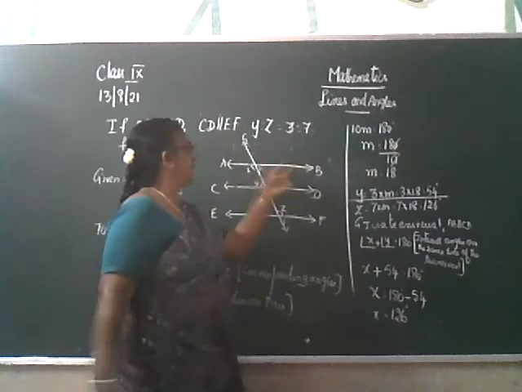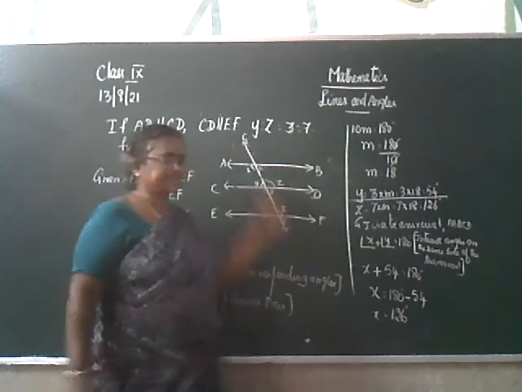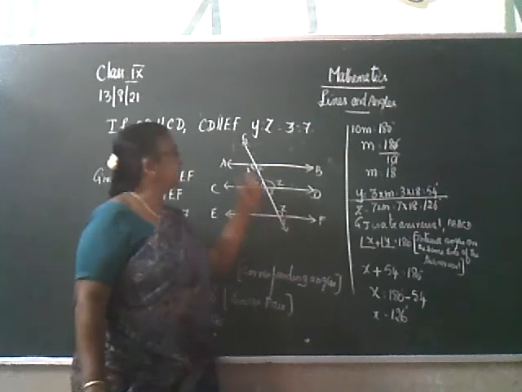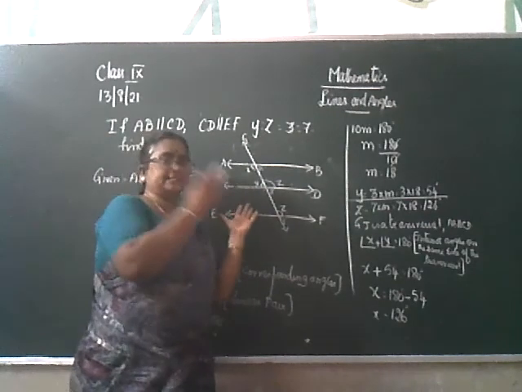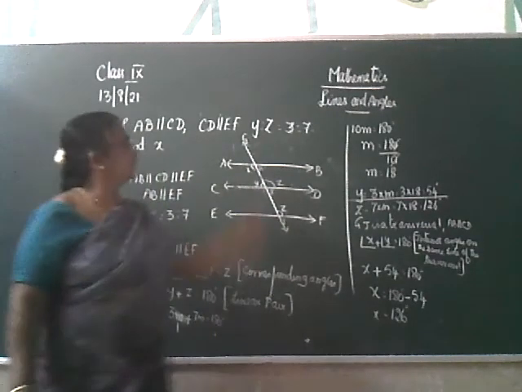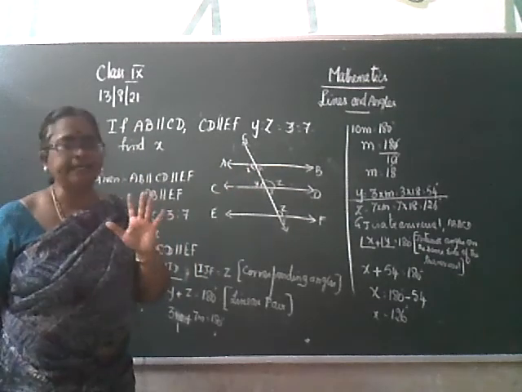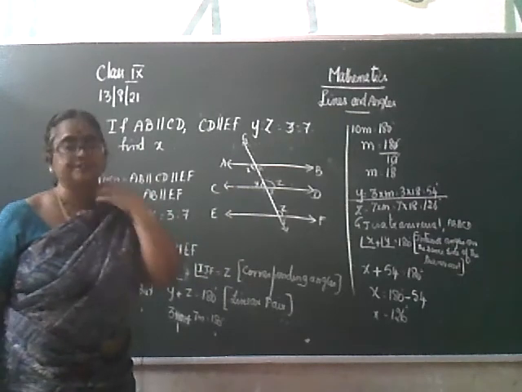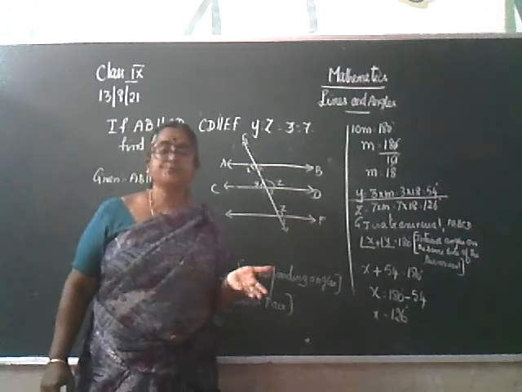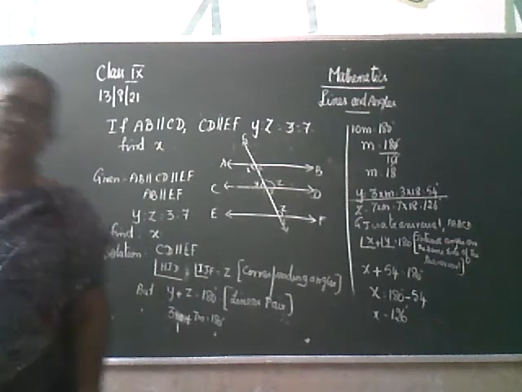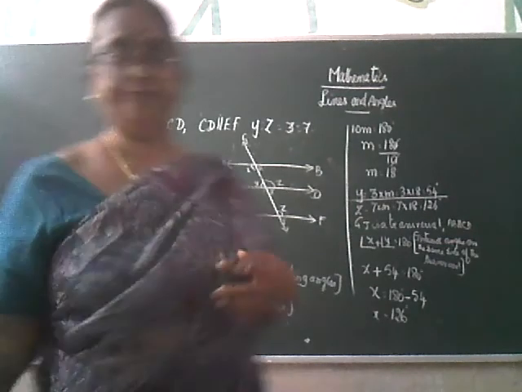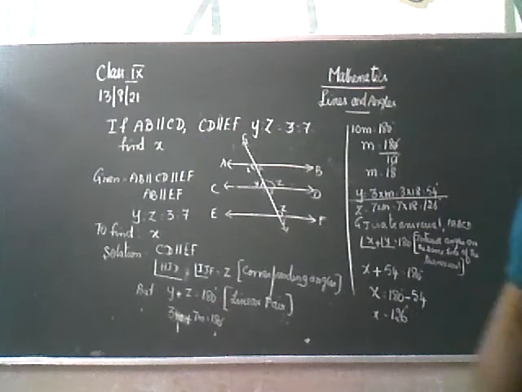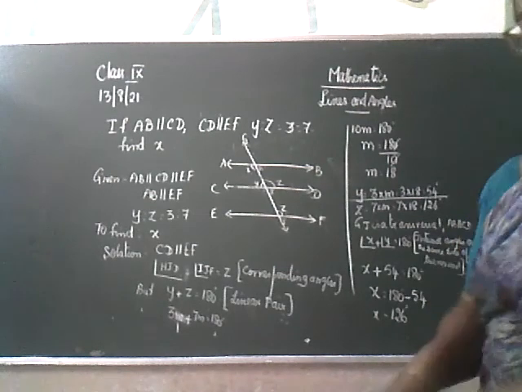So it is given AB is parallel to CD and this is a transversal. Then these two form interior angles on the same side of the transversal. So x plus y is equal to 180 degree, where y is 54. I have substituted x plus 54 is equal to 180 degree. Transpose 54 to that side, it will become minus 54. So 180 minus 54 is 126. So the value of x is 126. Okay, understood now? Hope you have understood this.